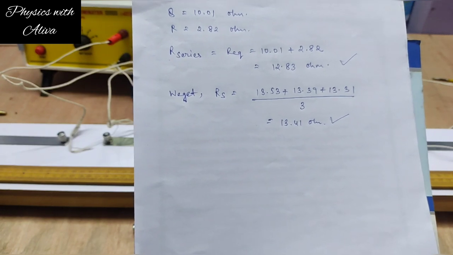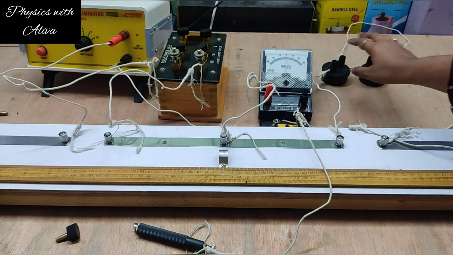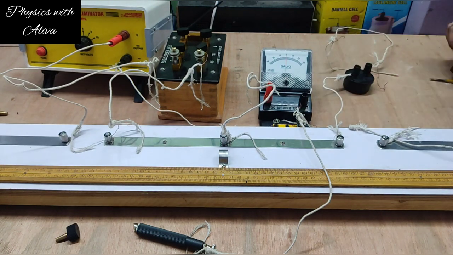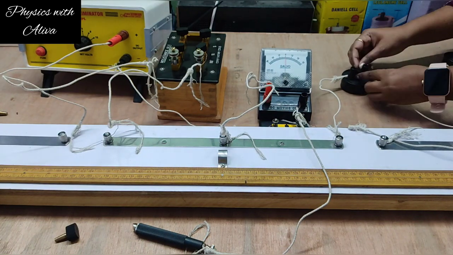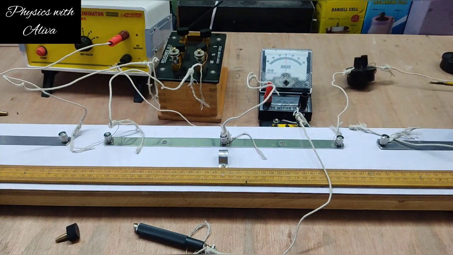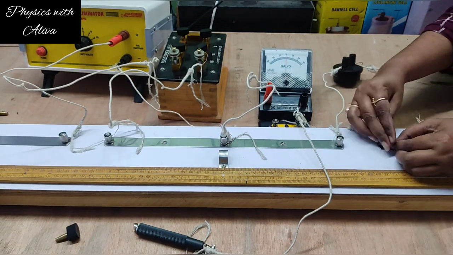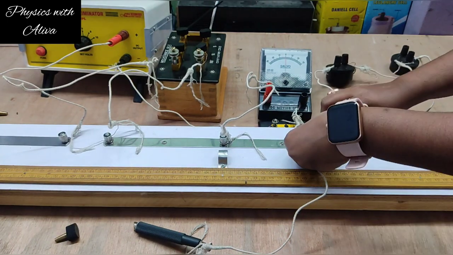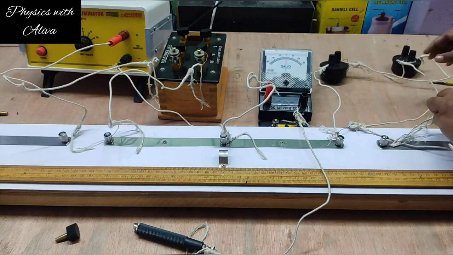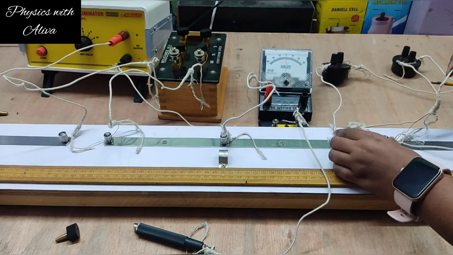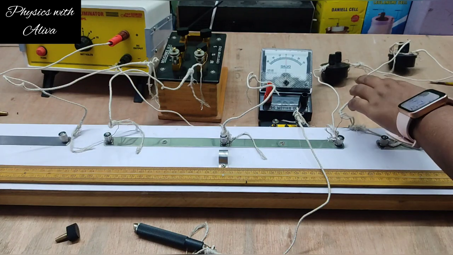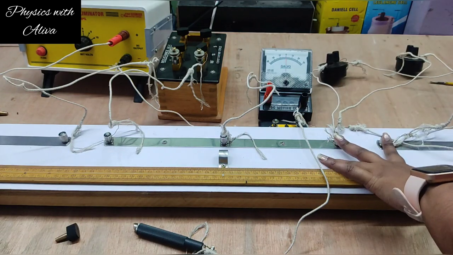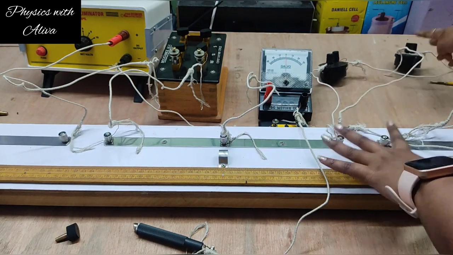Now we will do the same procedure for the parallel combination. Now we will connect these two resistances in parallel. In a parallel combination, the two ends of the first resistance, this is the first end and this is the second end, are both connected across this. And the two ends of the second resistance are also connected across this. This is the parallel combination.